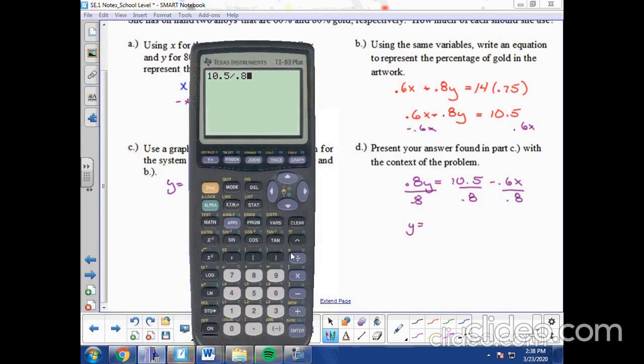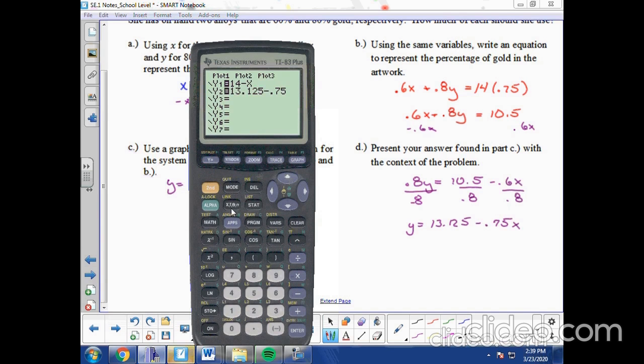10.5 divided by 0.8 is 13.125. We're not going to round that. Let's just use that whole decimal. 0.6 divided by 0.8 is 0.75x. So y equals 13.125 minus 0.75x.